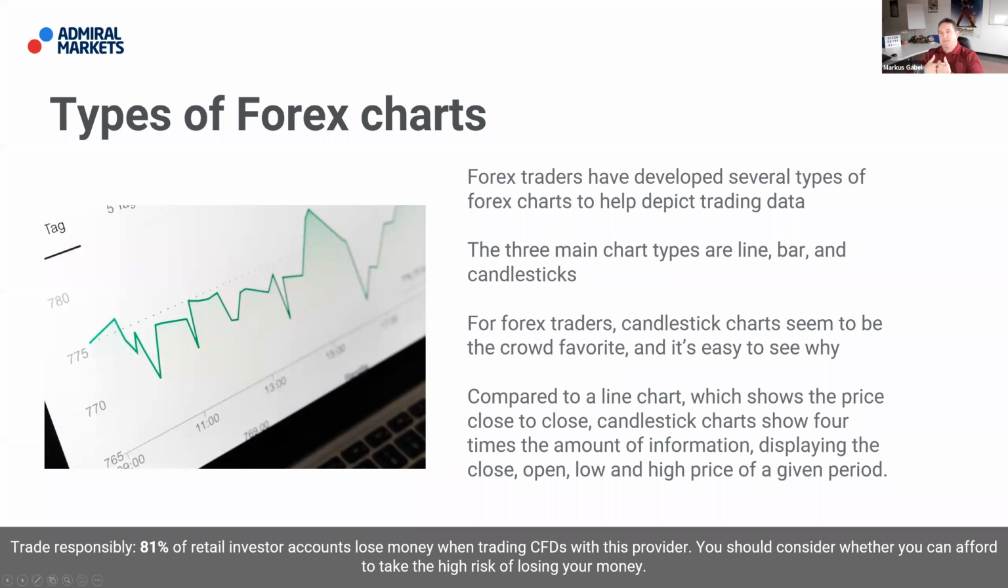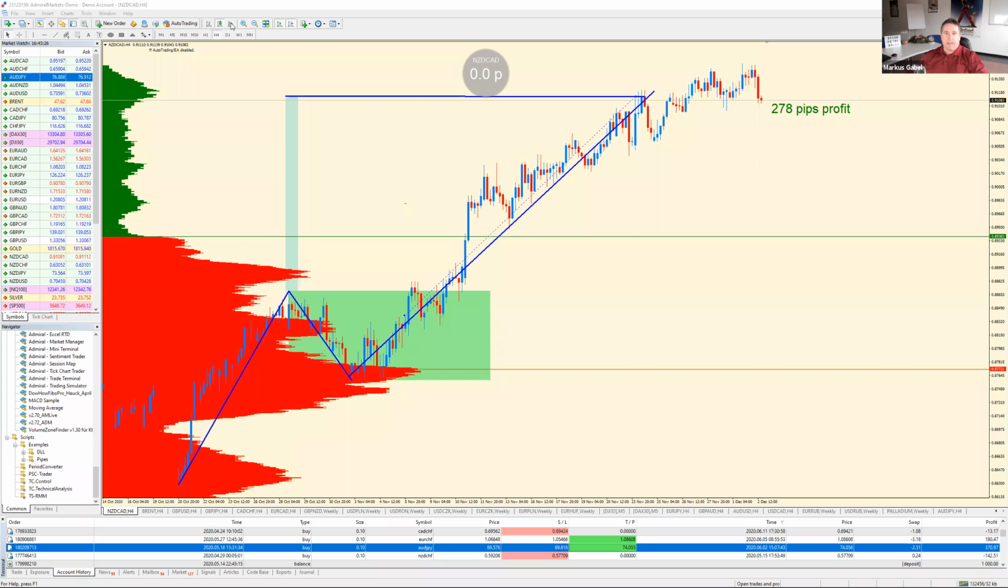Forex traders have developed several types of Forex charts to help depict trading data. So you have line, bar, or candlesticks. The best thing, I guess, is candlesticks because you can see what happened in this time. Maybe you can use this kind of line trading. You see, that's line, that's bars, and that's candles. It was developed by the Japanese hundreds of years ago, and they're really smart guys, I think. Human beings think in pictures. So you see, that's the easy point in trading.